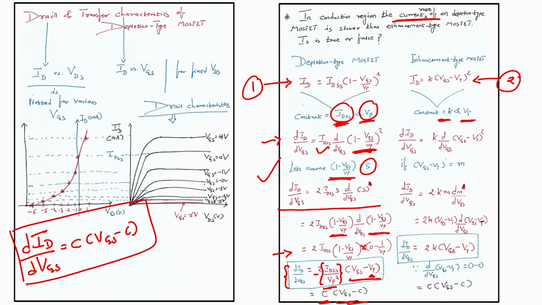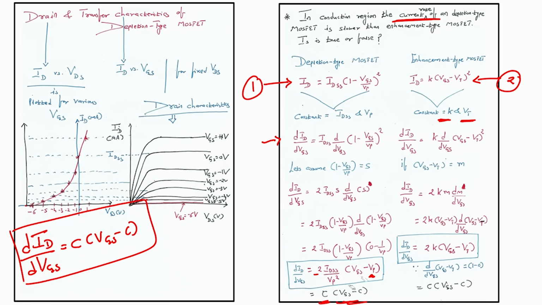This is my equation for depletion type MOSFET, and that too in the conduction region, the rate of change of current. Now, I have to see how the rate of change of current occurs in the enhancement type MOSFET. So, let us consider the right side of the slide, the second half, that is equation number 2. Now we will just consider this particular side.